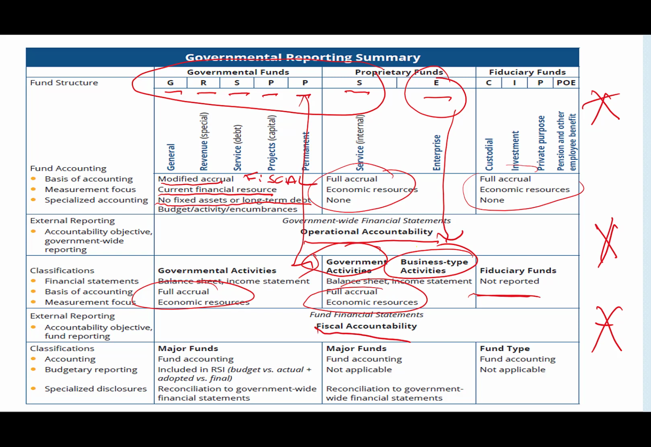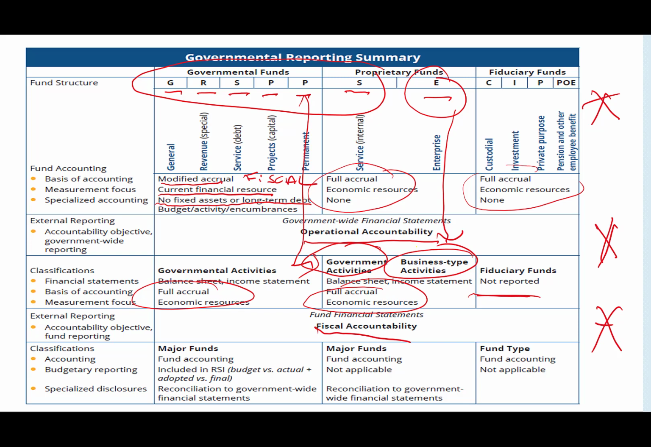Then we take our enterprise funds, and the government could have several enterprise funds, could have one, two, whatever. We take them and we consolidate them under the business-type activity column. Now the customers of the enterprise funds, say city parking, say the water and sewer activity, most of those customers are outside of the government. It's a charge-for-service type arrangement, and so those go under the business-type activity.